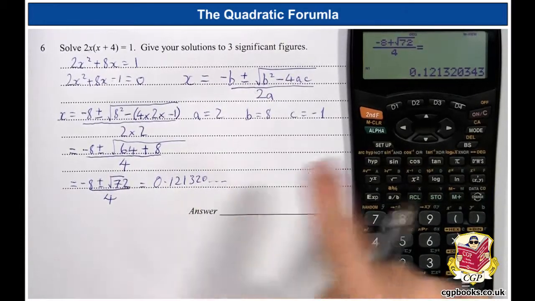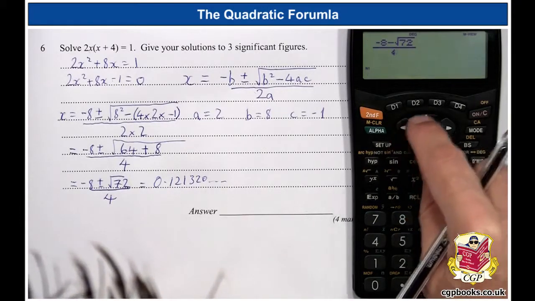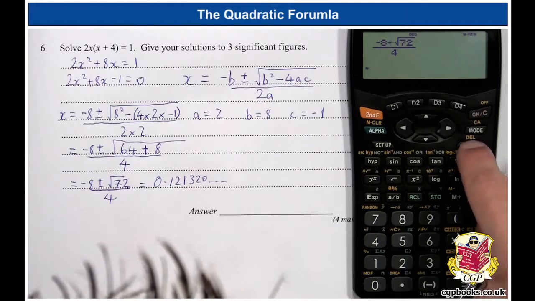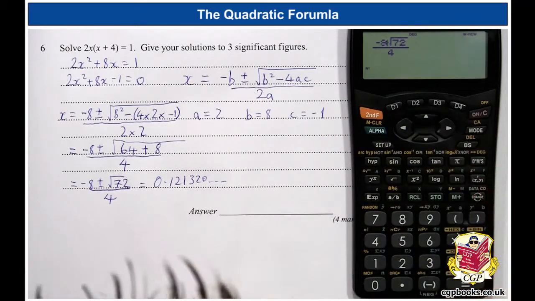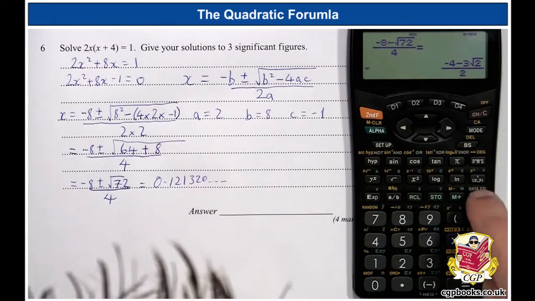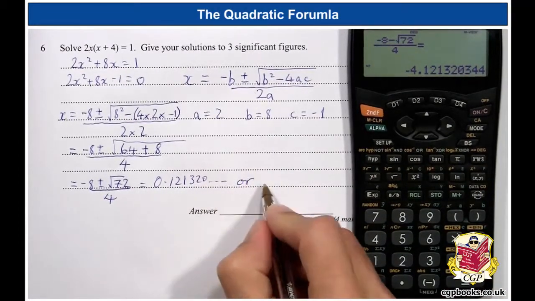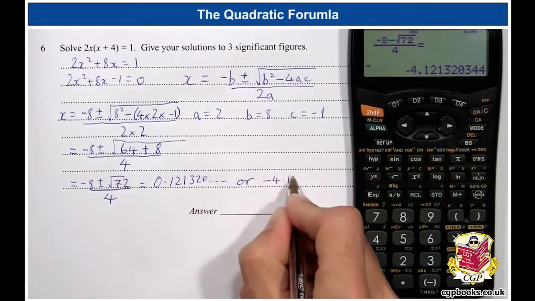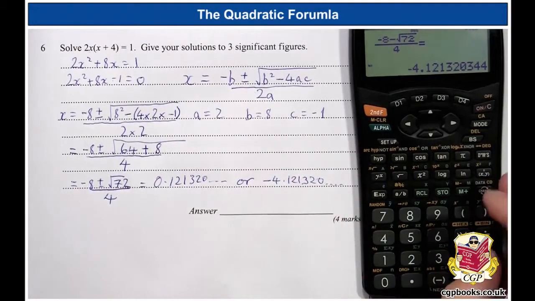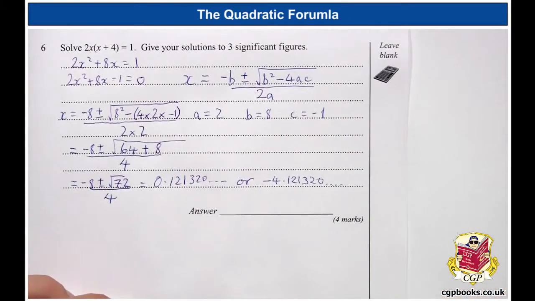And now we need to do it when it's minus root 72. So I can just go and change this like this. So there's a delete button there. So it's second function, delete, minus. Right, change. There we go. So it's or minus 4.121320. So there are two solutions, but we need to have it as 3 significant figures.